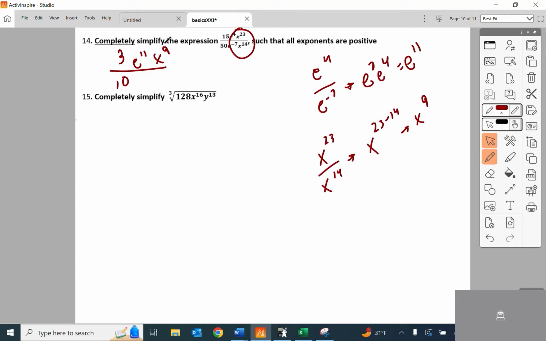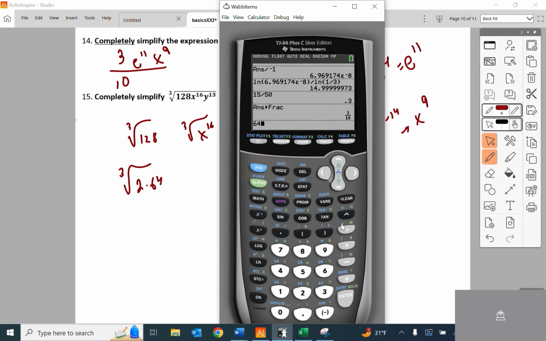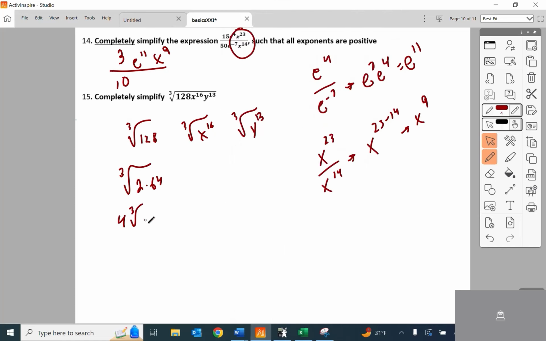Completely simplify the cubic root of 128x to the 16th. So let's look at this piece by piece. 128 happens to be 2 times 64. The cubic root of 64, again, is 64 to the 1/3 power, for those of you who hadn't paid a lick of attention. Hopefully you are now. This becomes 4 cubic roots of 2.